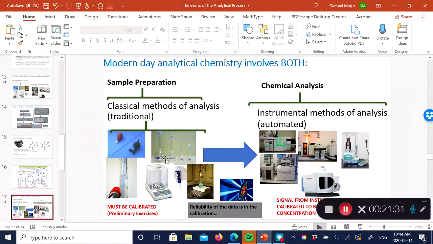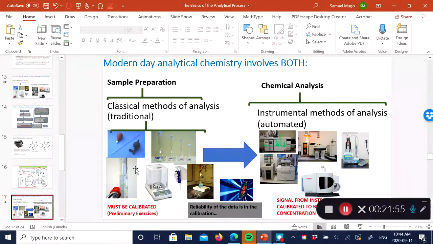And so in the next 2 weeks of your labs, that's what you're going to be doing in the lab, knowing how to calibrate your classical instrumentation or equipment that you use in the lab. Often, again, they are used for sample preparation in modern day analytical chemistry, but yet very, very critical.